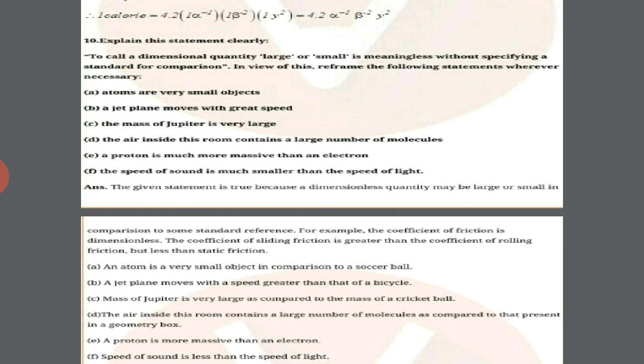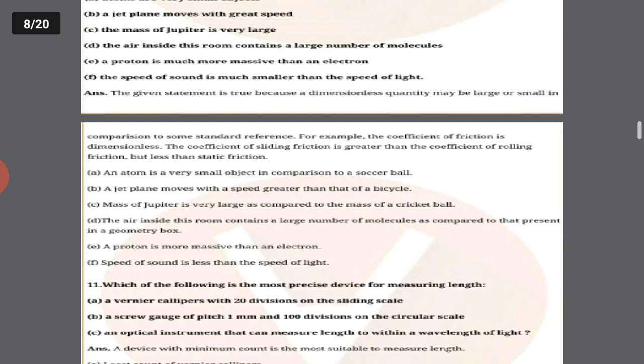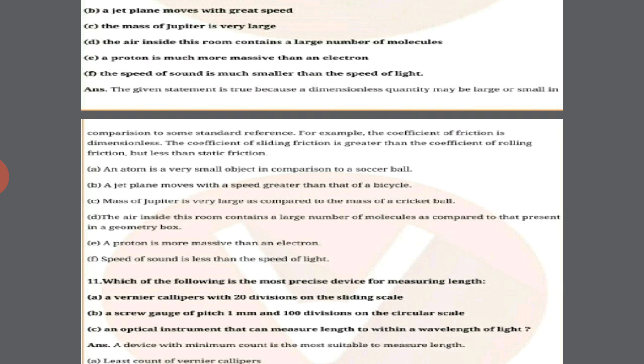Next, the air inside the room contains a large number of molecules. The air inside this room contains a large number of molecules as compared to the air present in the geometry box. Next is, a proton is much more massive than an electron. The speed of sound is much smaller than the speed of light. We all know this. Let's move to the next question.